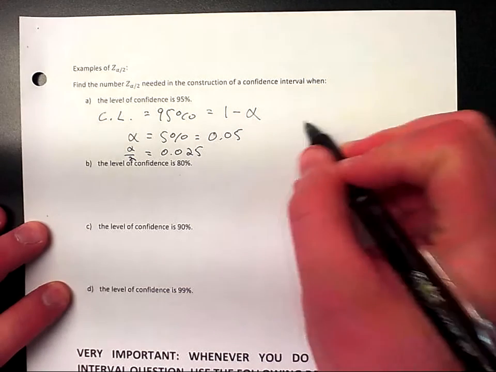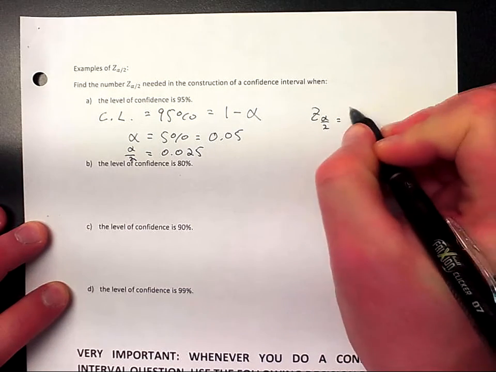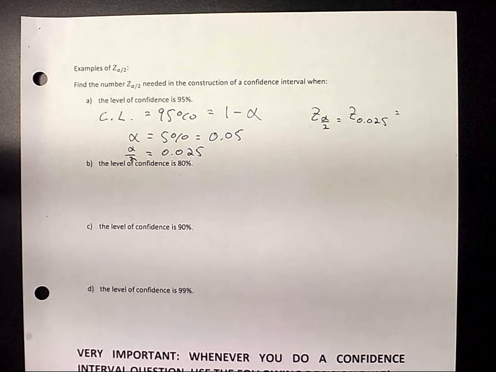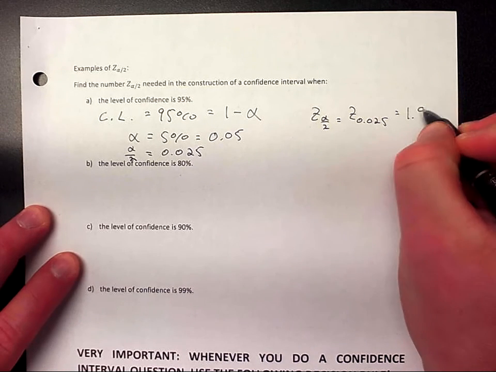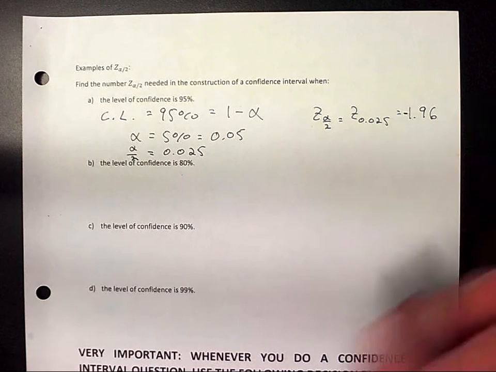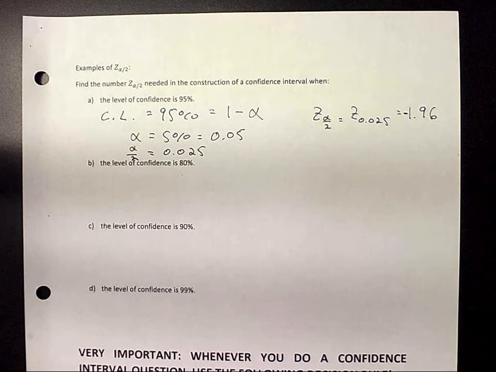Now we want to know a z value. We want to know our z sub alpha divided by 2, which is just a z value that corresponds to 2.5%. And if you want to find the z value that corresponds to 2.5%, what z value is that? 1.96. Or if you really look at it, if you're trying to look for 2.5%, we're going to say that it's negative 1.96. Right? Is everybody good with this?